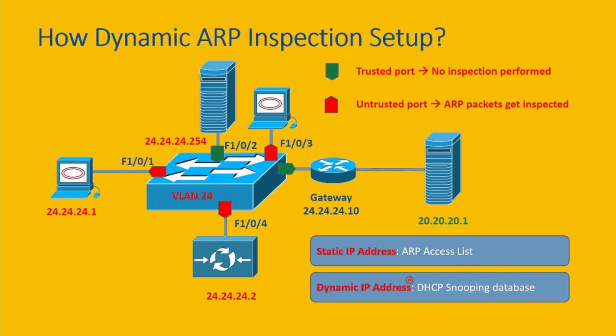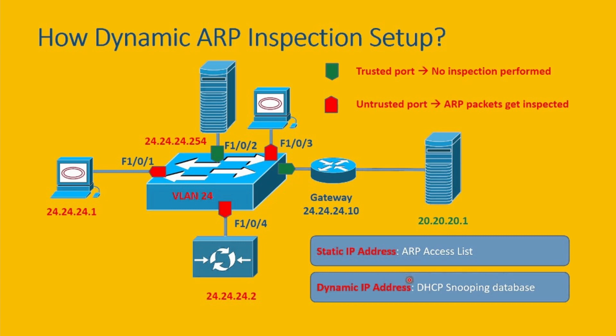It's important to remember that DAI works best in conjunction with DHCP snooping. DHCP snooping builds the DHCP binding table that DAI uses to validate ARP packets. Without DHCP snooping, you would need to manually create this table, which can be laborious in larger networks.